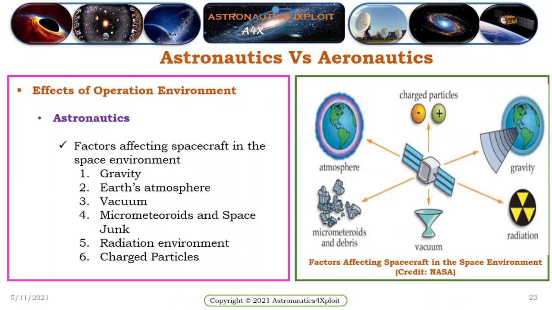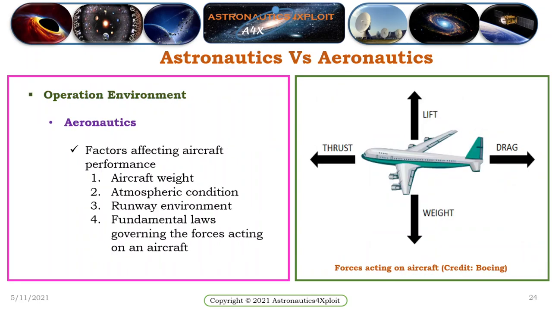Effects of operation environment. The factors affecting spacecraft in the space environment are gravity, Earth's atmosphere, vacuum, micrometeorites and space junk, radiation environment, and charged particles. Factors affecting aircraft performance are aircraft weight, atmospheric condition, runway environment, and fundamental laws governing the forces acting on an aircraft.